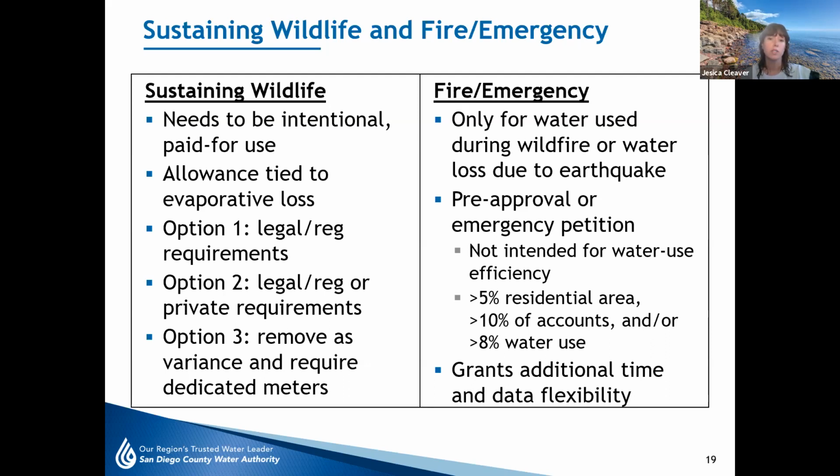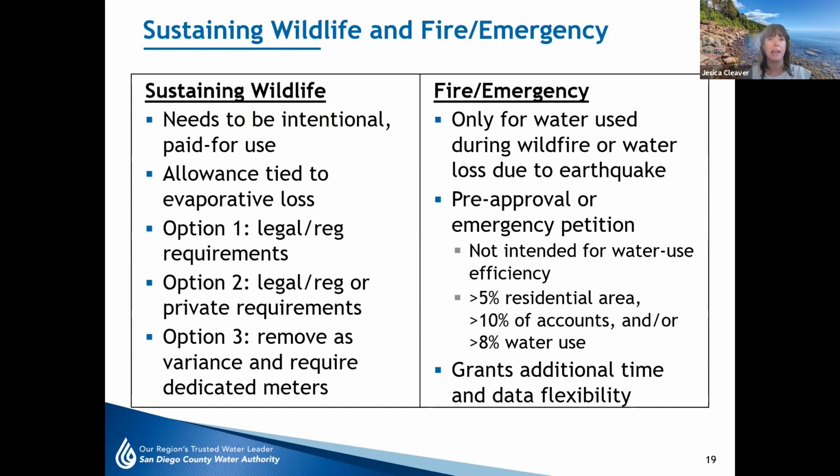So a water supplier could receive pre-approval, say they're in a really high risk area and they want to get pre-approved ahead of the year for this additional water use, or they can do an emergency petition, which would be after the fact. The idea here is not necessarily for water use efficiency. DWR did acknowledge that, during emergencies, water use efficiency might not be the main priority. Instead, it's safety. So the variance would just be tied to how much water was used. There are still threshold requirements here, though.